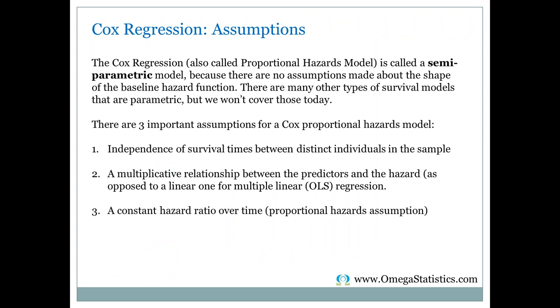But we do have some assumptions. It's called semi-parametric, because no assumptions are made about the shape of the baseline hazard function. However, there are many other types of survival models that are parametric, but we're not going to cover those today. Some of the names you might see are exponential, Weibull, Gompertz, and log normal distribution. The exponential regression model for survival assumes that the hazard function is constant.